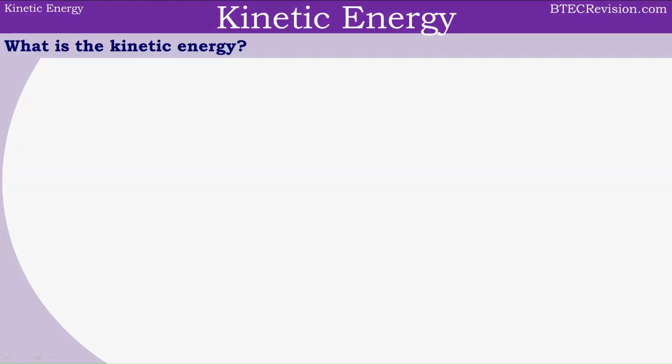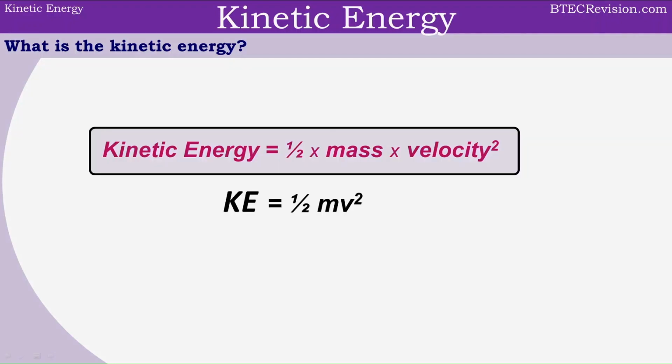Kinetic energy is the energy any object has when it is moving. And we can calculate kinetic energy using this equation. Kinetic energy equals half times mass times velocity squared. So you can see here, if we double the mass, the kinetic energy is going to double.